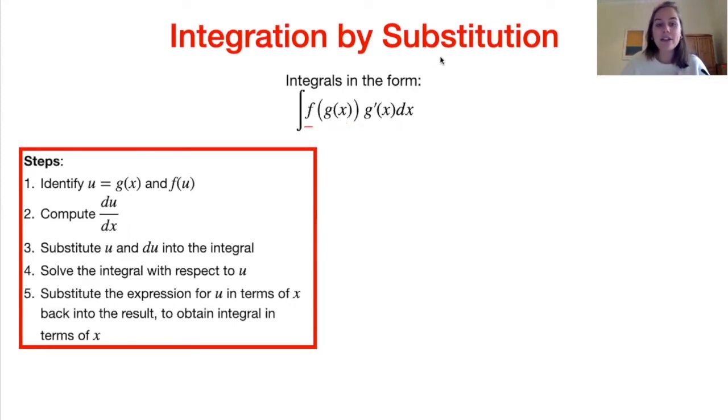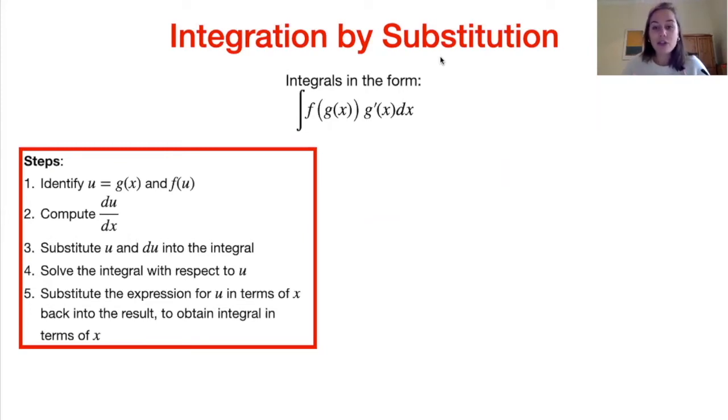And there's a stepwise method in which to solve these integrals, which I always really found useful when I was doing my IB, and I find that other students find really useful as well. So let's just quickly talk about those steps, but the most important thing is just really knowing how to apply it. So we're going to be doing lots of examples after this.